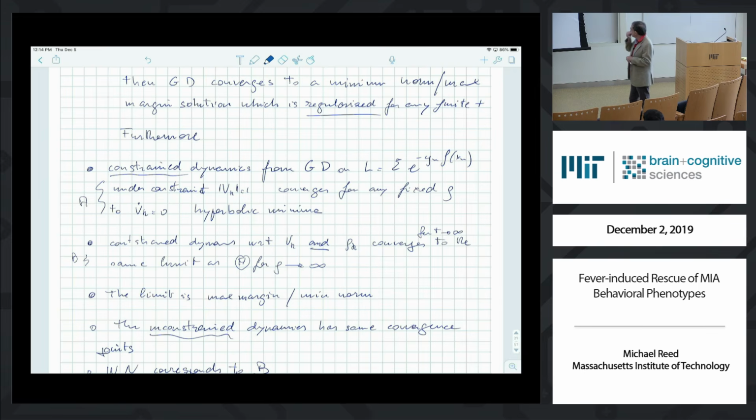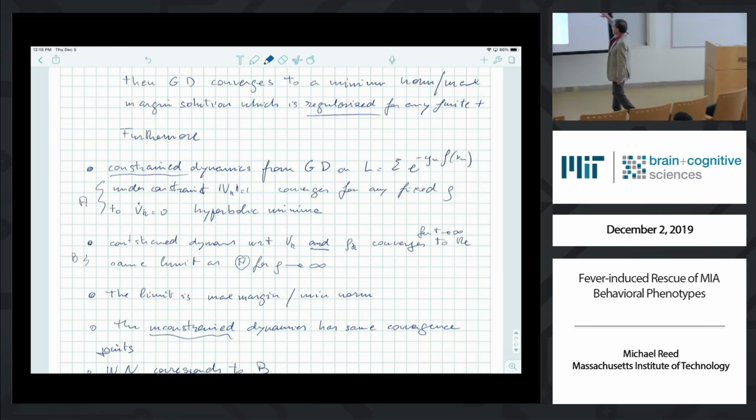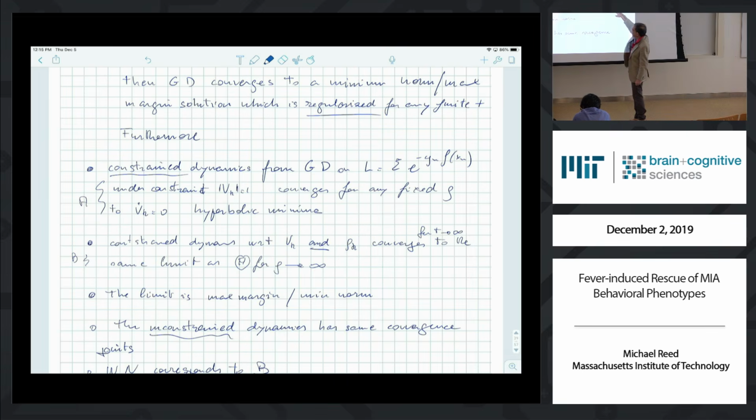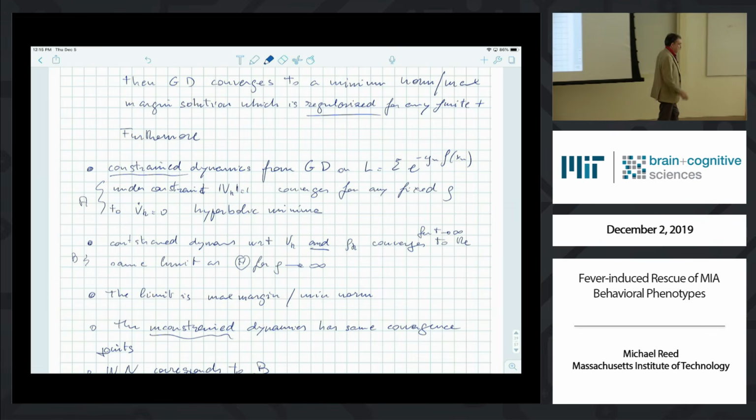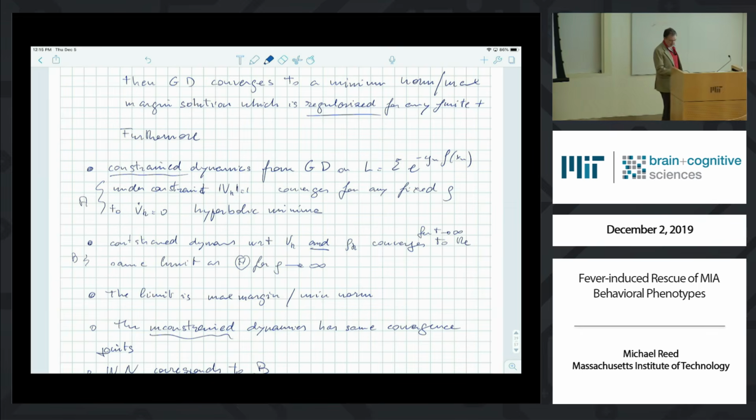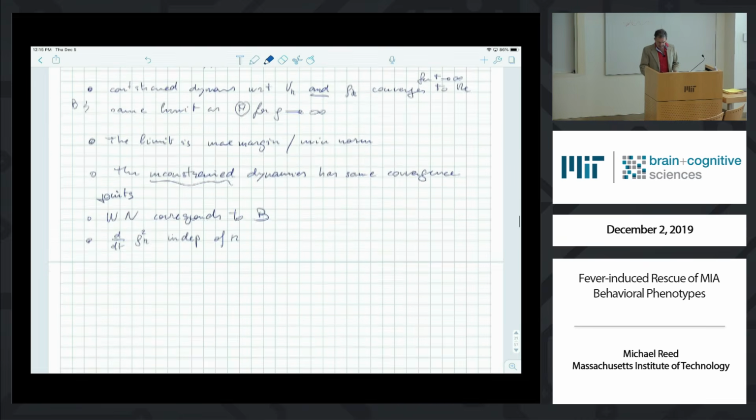And these are some of the other results that we looked at. The limits are the same for t or rho going to infinity. The limit is the maximum margin. The dynamics of the constrained and unconstrained problems are slightly different, but the convergence points are the same.